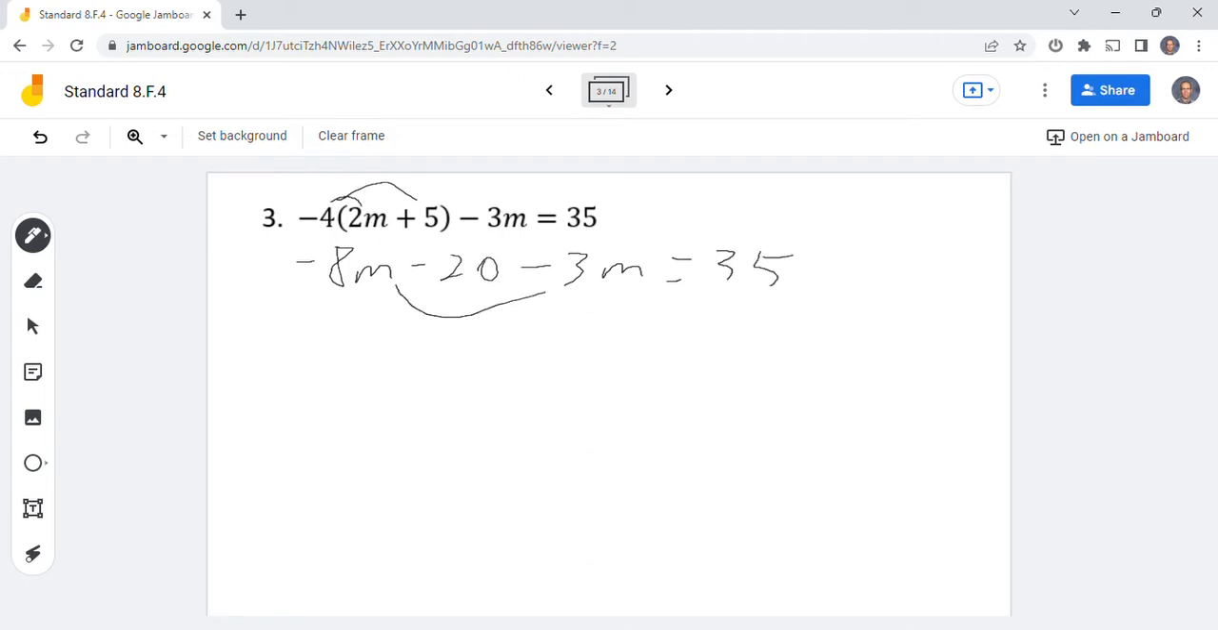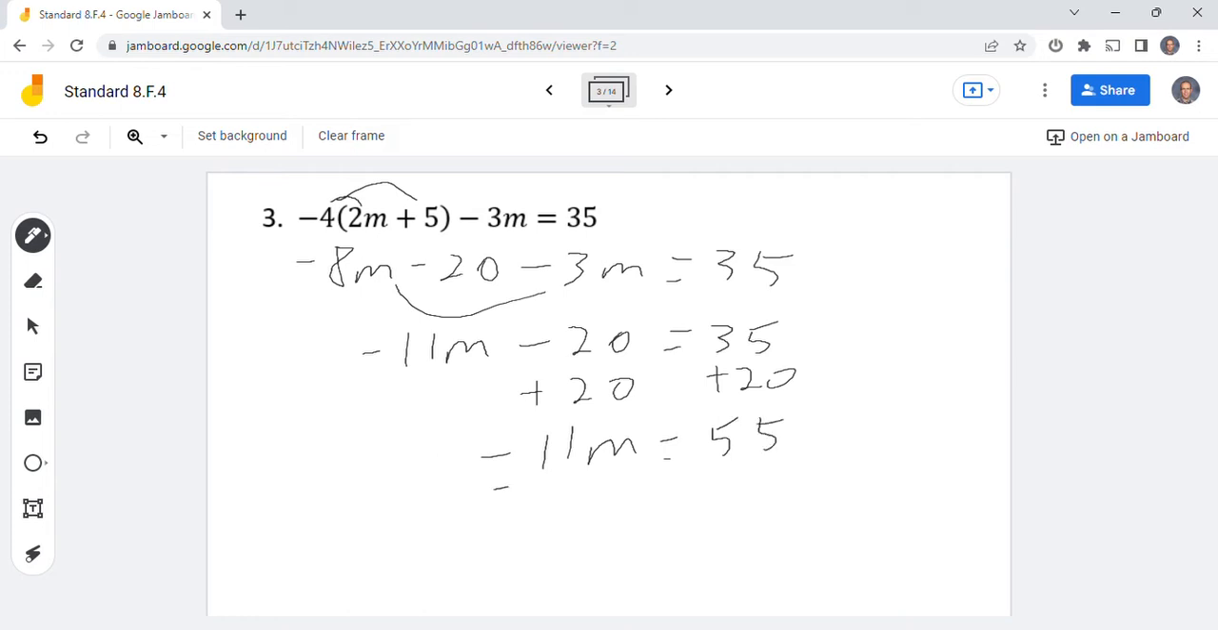These two are like terms. That gives us a negative 11m. Still have the negative 20 and the 35. Now all of our like terms are on opposite sides, so we got to get that 20 over to the other side. We're going to undo the subtraction by adding 20. That leaves us with negative 11m on the left. 35 plus 20 is 55. We're going to divide by negative 11 to get m by itself, and we end up with negative 5 on that side.